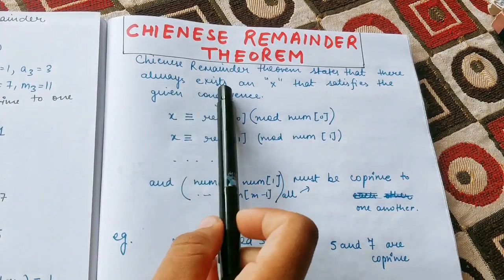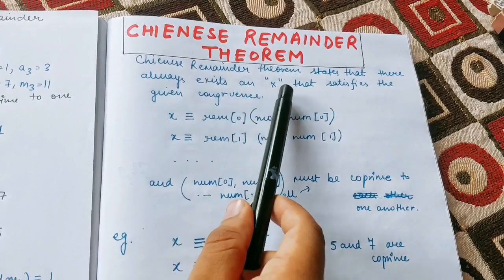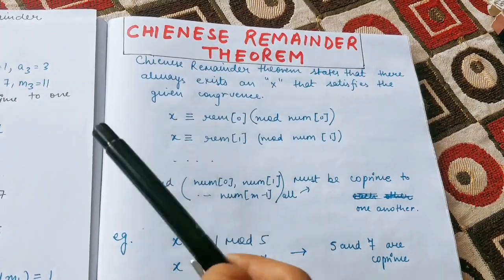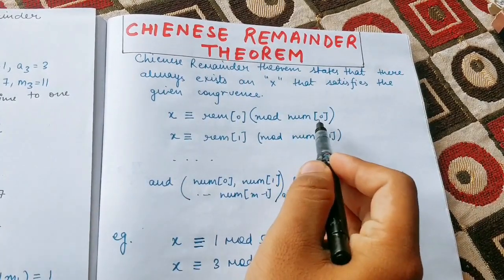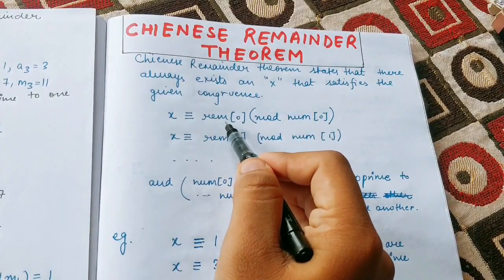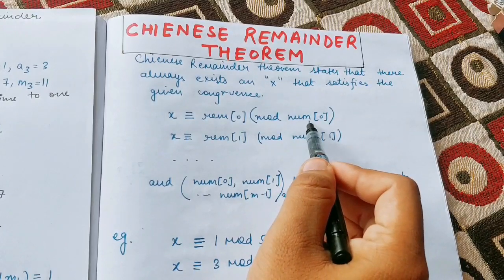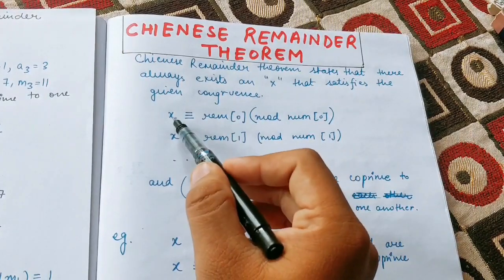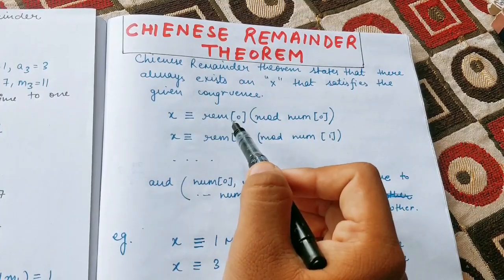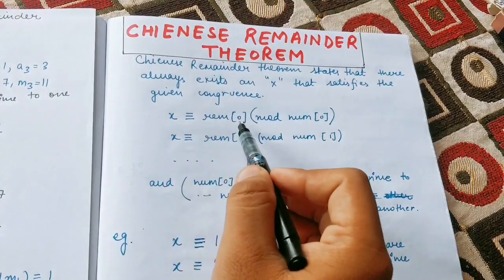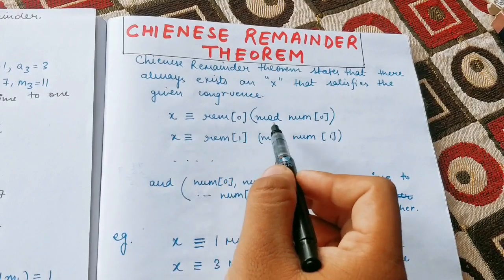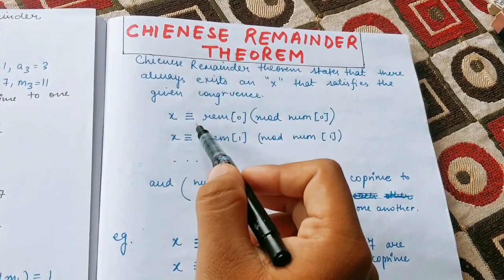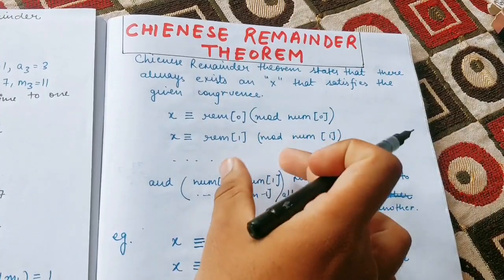Chinese Remainder Theorem states that there always exists an x, an integer value, that satisfies the given congruences. Suppose, for example, we have two arrays: num has some integer values and remainder has the remainder values. If we divide x by that number, we'll get some remainder, right? So x will be congruent to that remainder value, modulus of that number value. So we'll have a lot of congruent expressions.